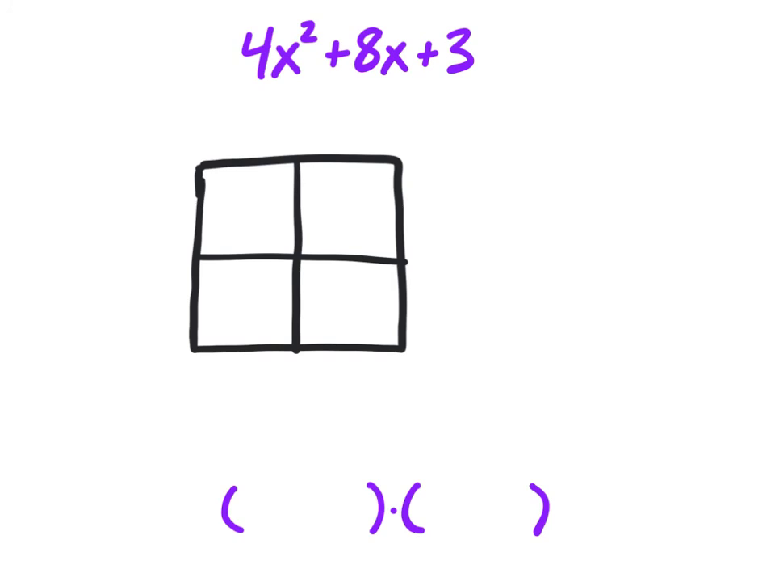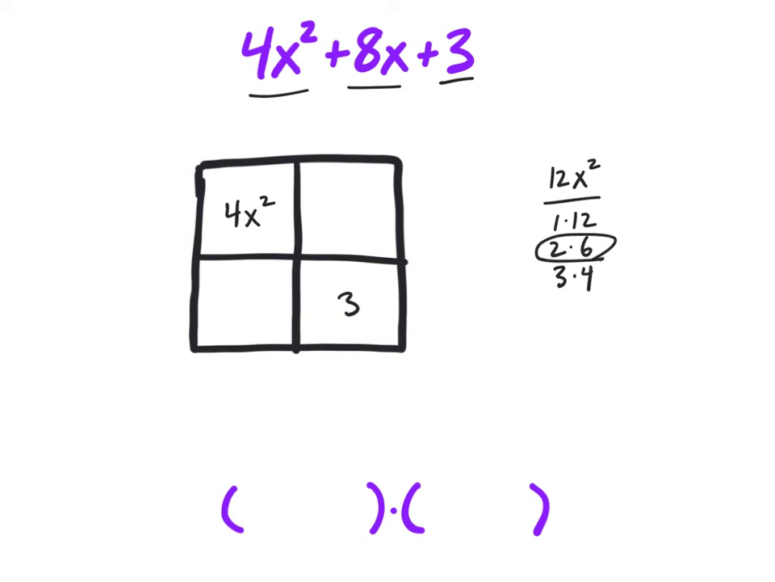And purple problem, here's the challenge. Pick the 4x squared wherever you want it. Check. Put the positive 3 in the other corner. Multiply that diagonal. 12x squared. 1 times 12, 2 times 6, 3 times 4. I see a way to get 8x if I use 2x and 6x. X squared is x times x. I jumped ahead of myself.